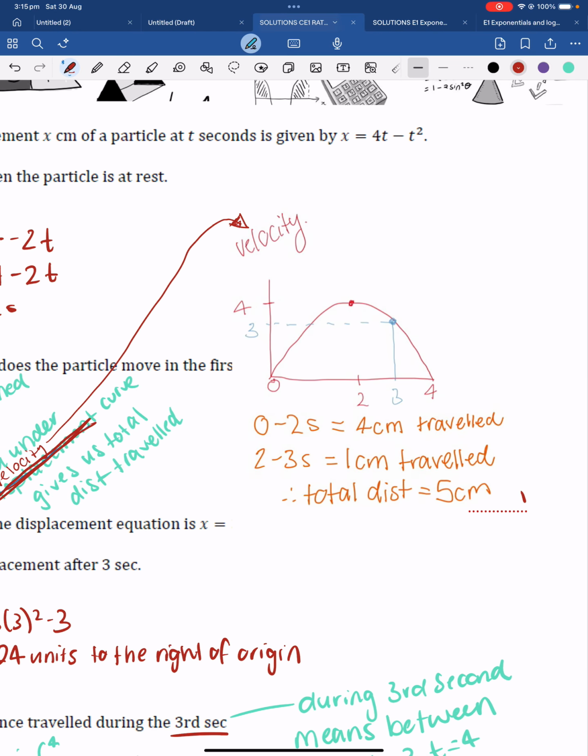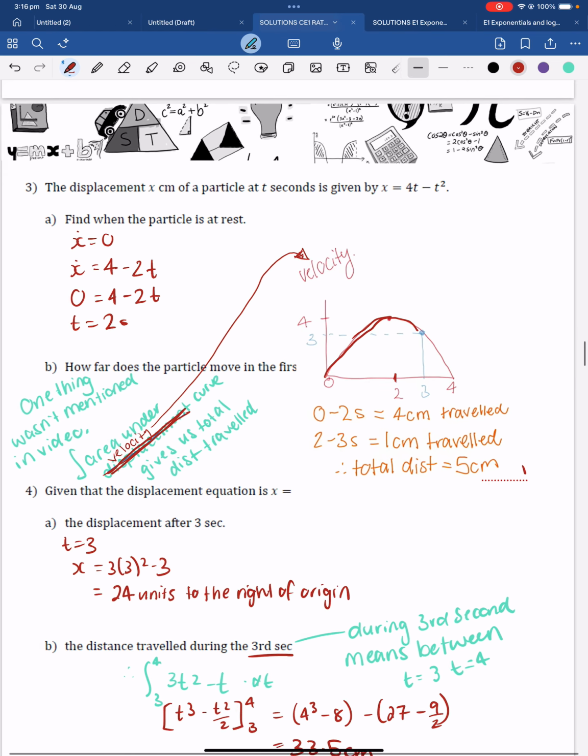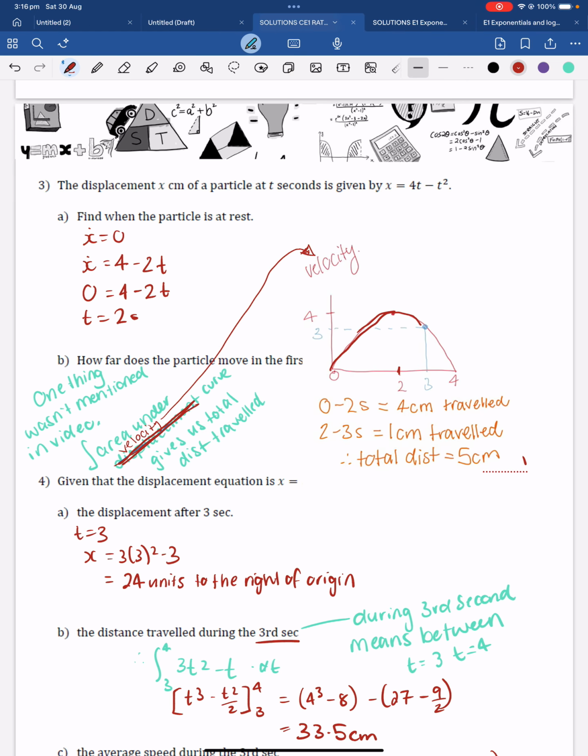So I knew it was an upside down parabola passing through 0 and 4. And by just doing that, it makes it a lot easier actually than having to do the integral and so on. Because I can just see that from 0 to 2 seconds, it travelled 4 centimetres. I subbed in 3 into my equation and it came out as 3. So that meant that from that second to third second, it travelled another 1 centimetre, making the total distance travelled 5. So the area under the curve definitely would have worked had it been a velocity, not displacement.